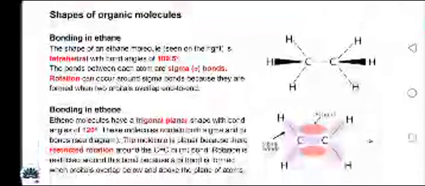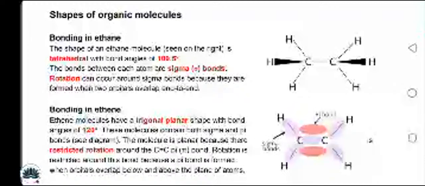Shapes of molecules are very essential for you in your AS chemistry. Bonding in ethane. The shape of an ethane molecule seen on the right is tetrahedral with bond angles of 109.5 degrees. This is what you are required to remember. The bonds between each atom are sigma bonds. Rotation can occur around sigma bonds because they are formed when two orbitals overlap end to end. The diagram is visible to you.